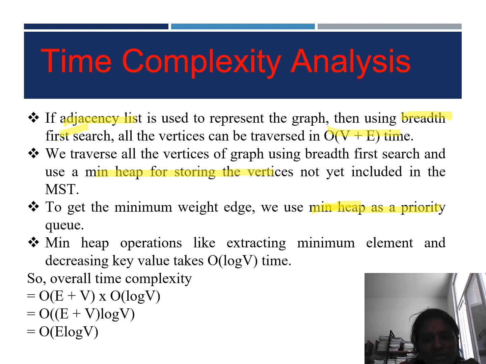So min heap operations like extracting the minimum element and decreasing key values take order of log V time. So the overall time complexity for Prim's algorithm is order of E plus V, into order of log V time. If we add together, order of E plus V is common, so V into log V. So we get order of E log V as the time complexity for Prim's algorithm.